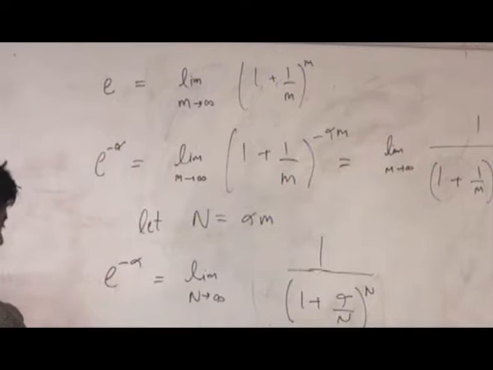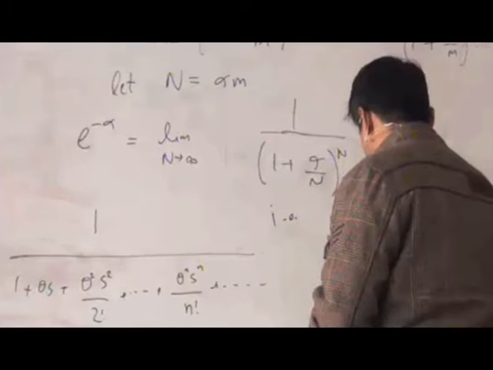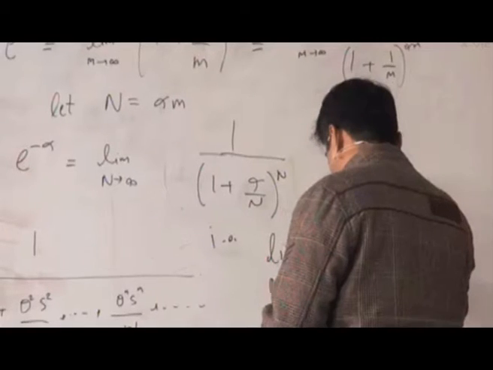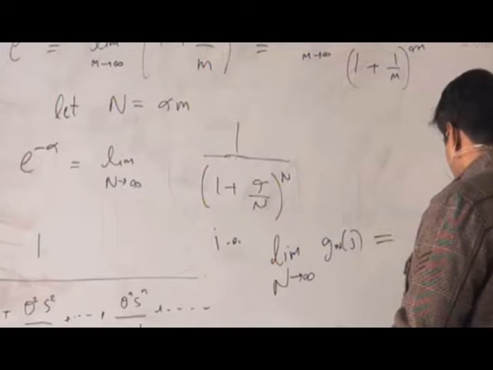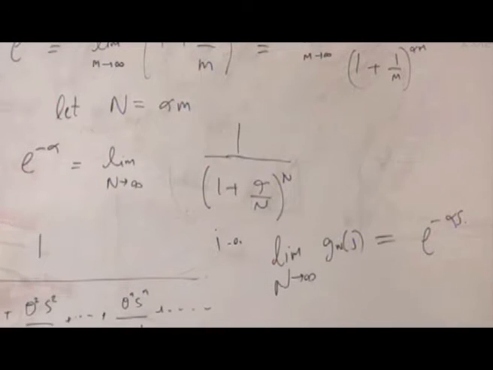Which is equivalent to saying that the limit as n tends to infinity of G_n(s) is nothing but equal to e to the power minus alpha s. So what do you notice from this point? That if you put n first order systems in series, it is nothing but a delayed system, a system delayed by the transportation lag.